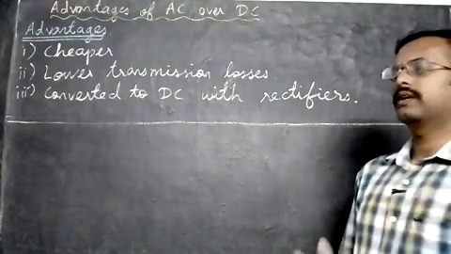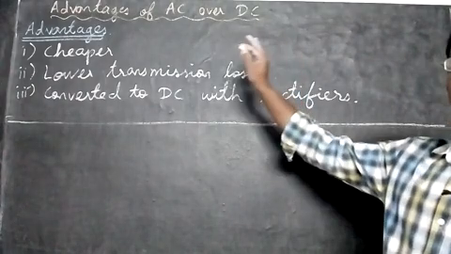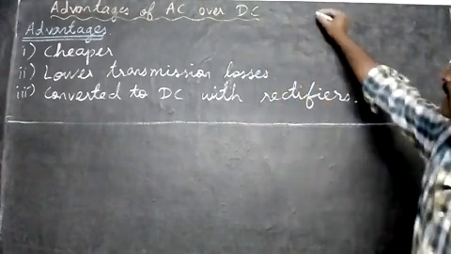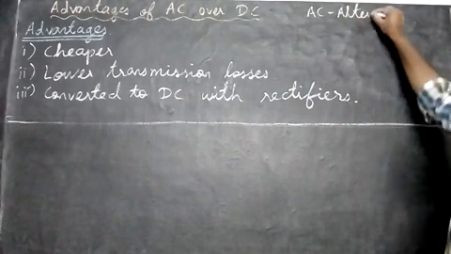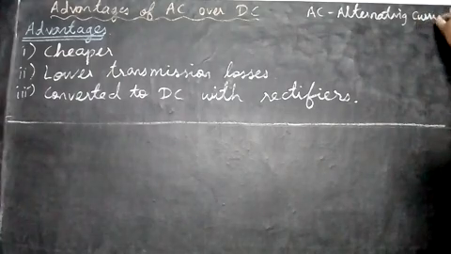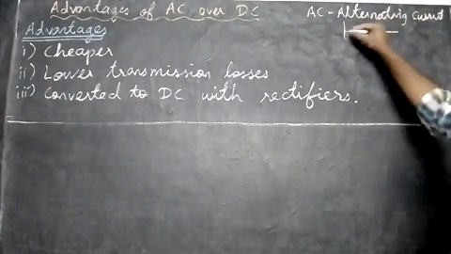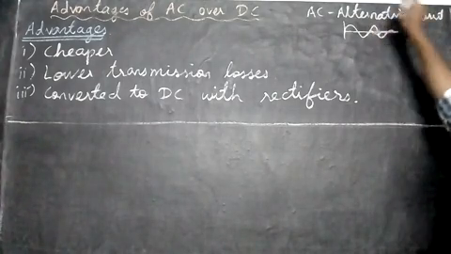So now let us study what are the advantages of AC over DC. First thing you must know what's meant by AC and what's meant by DC. AC stands for alternating current. We learned this now, so many equations we derived. In this alternating current, what happens? The wave will change shape or change direction, plus and minus.